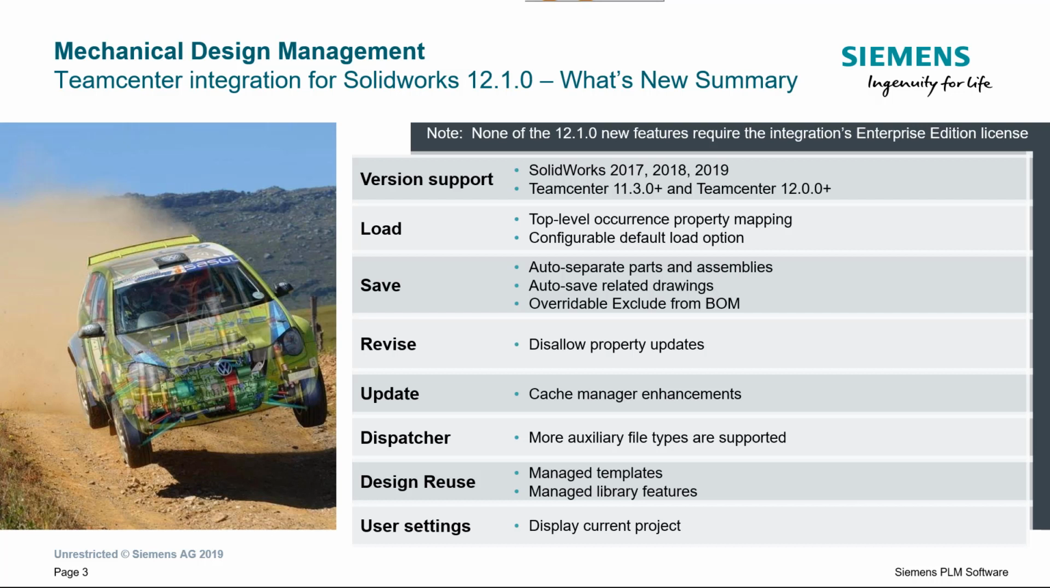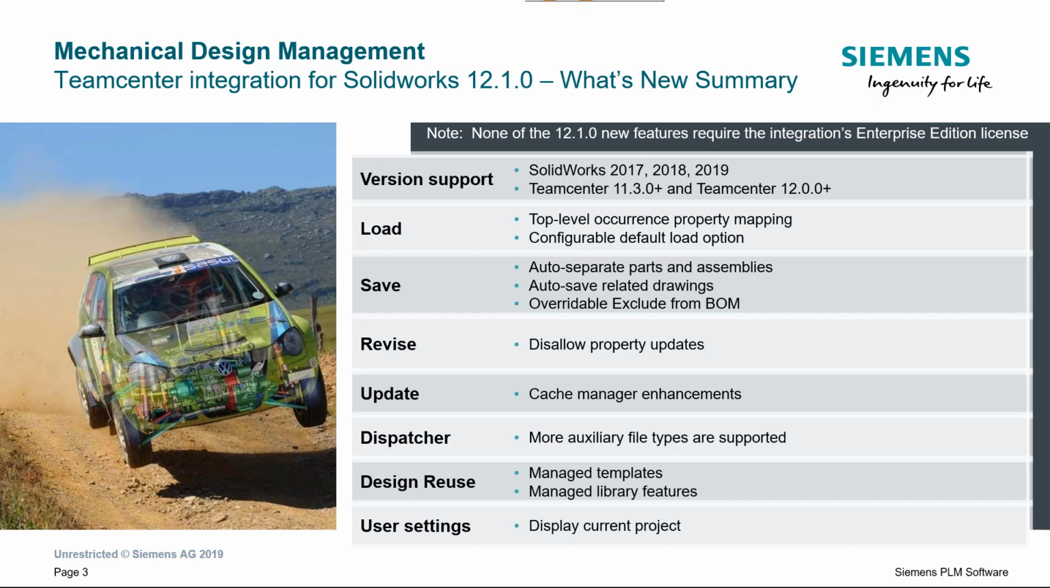Version 12.1.0 includes a set of performance optimizations focused on the synchronized load operation. Drawings related to updated 3D models are now recognized and automatically saved. The integration can be configured to ignore the exclude from bill of materials property on assembly occurrences. Teamcenter property values may no longer be changed during a revise operation. The cache manager has been extensively redesigned to optimize performance, while simplifying the management of local data for both users and administrators. Dispatcher-based 2D and 3D translation can generate additional derived data, such as STEP and IGES files.